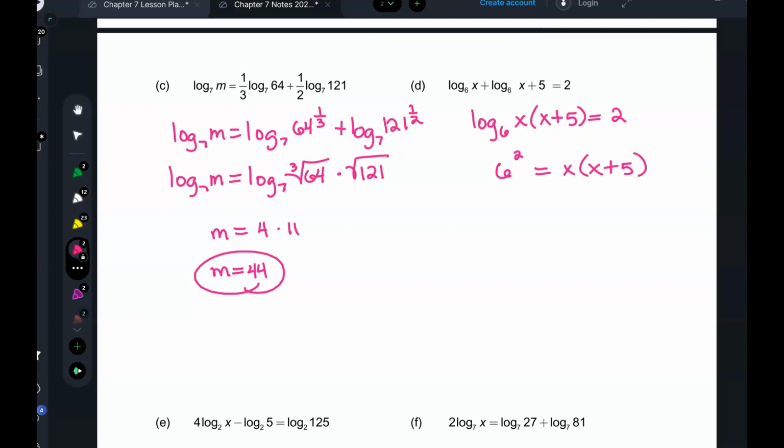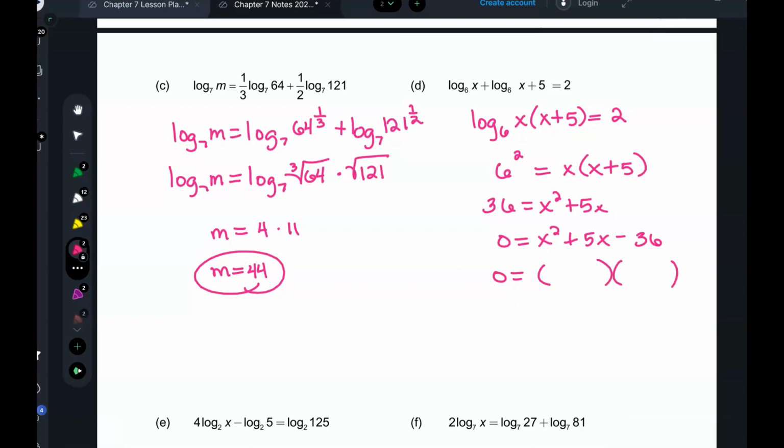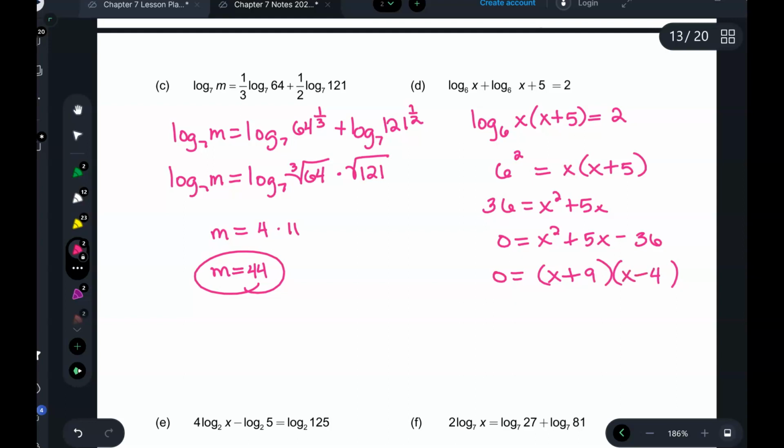All right, what do we do from here? Now it's just an algebra problem. x squared. So 36 equals x squared plus 5x. Move everything to one side. We have two numbers that multiply together to give us negative 36: 9 and negative 4. Plus 9 minus 4, that works.